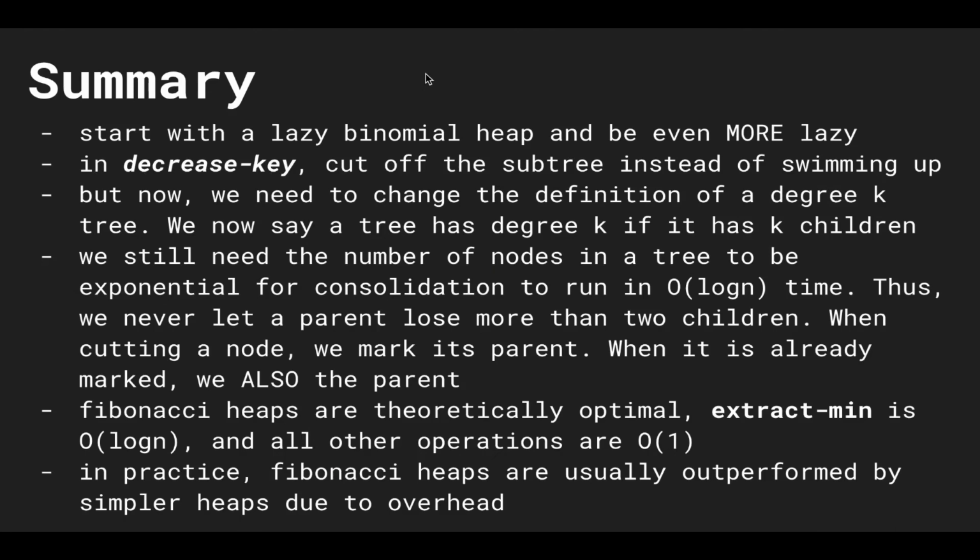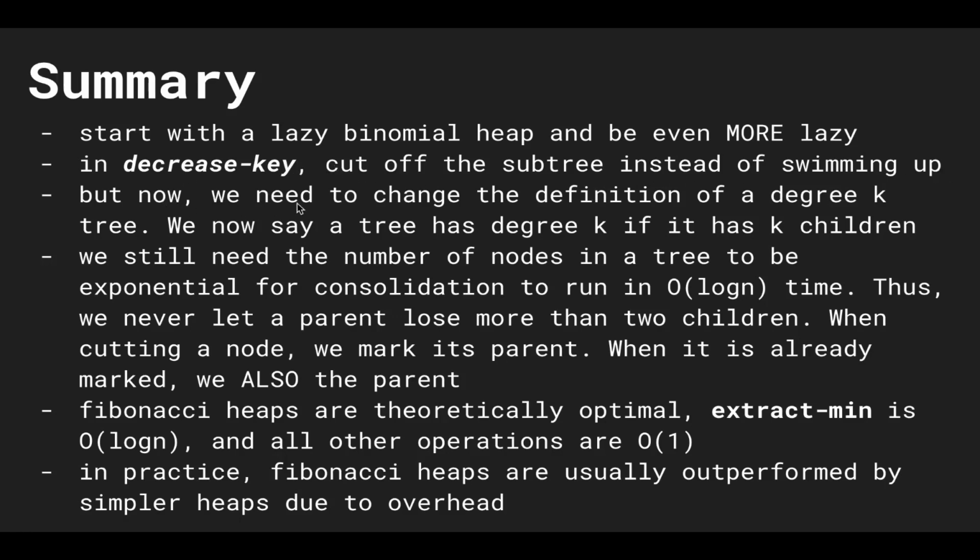So in summary, we start off with the lazy binomial heap, and we want to be even more lazy. We want to make decrease key faster because it's important for some graph algorithms. So we want to improve decrease key from log n runtime to constant. And the way we do this is to stop swimming up nodes when they violate the heap invariant. Instead, we're just going to lazily cut off the subtree instead of swimming it up.